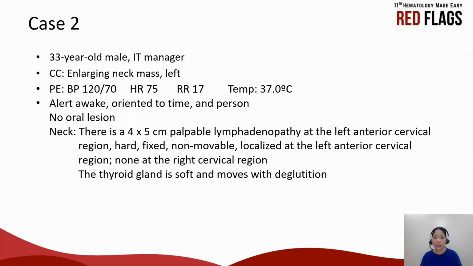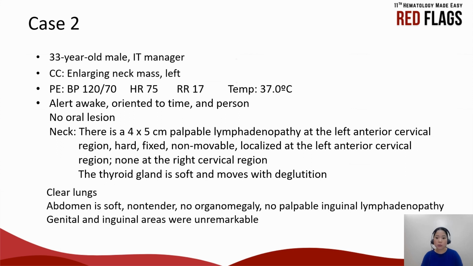The patient's physical examination showed an alert, awake patient without any oral lesions, but at the neck there is a 4 by 5 centimeter palpable lymphadenopathy at the left anterior cervical region. The lymph node is actually hard, fixed, and non-movable, and localized at the left anterior cervical region. There were none at the right cervical region. The thyroid gland is soft and moves with deglutition. The lungs were clear, and the abdomen is soft and non-tender without any organomegaly, and there were no palpable inguinal lymph nodes. The genital areas were all unremarkable.